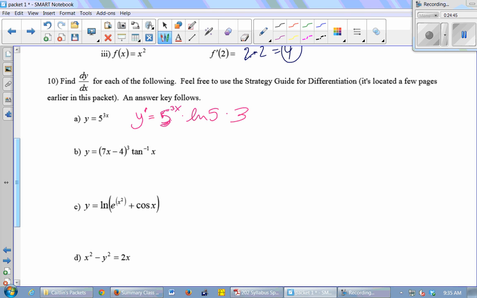Now, can I simplify this any further? Could I write the ln of 15 or maybe 15 to the 3x? I can't do any of those things. That's the best I can do.